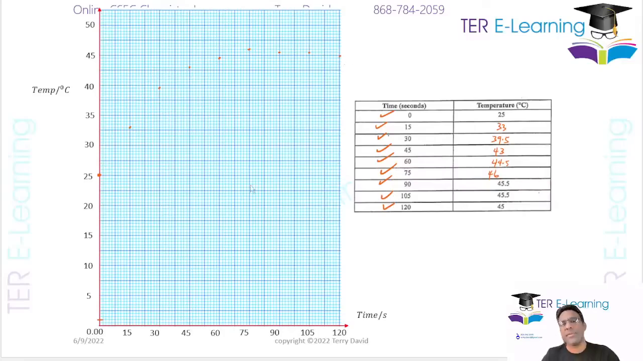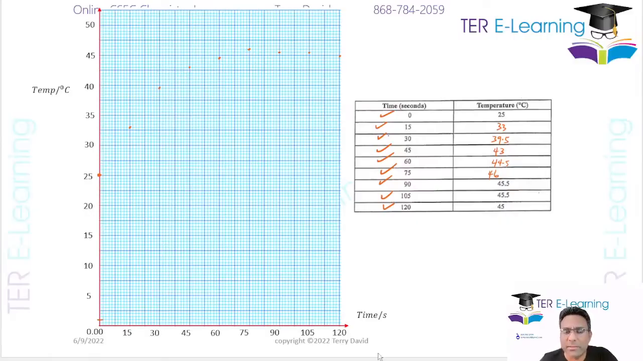So what they want me to do now is draw a curve. Normally when we do a thermometric titration, but this is not a thermometric titration. What we are doing is reacting a metal with an acid. That's all we're doing.